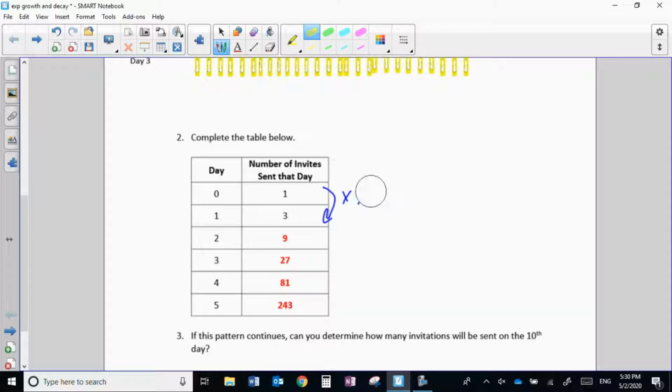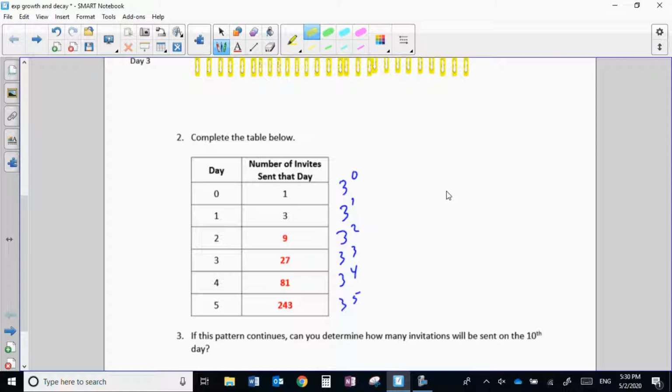You might also notice, even better, the pattern. Notice that each of these values is a power of 3, not just a multiple of 3, but a power of 3. 3 to the power of 1, 3 to the power of 2, 3 cubed, 3 to the power of 4, 3 to the power of 5. In fact, that pattern even works for day 0, because 3 to the power of 0 is equal to 1.